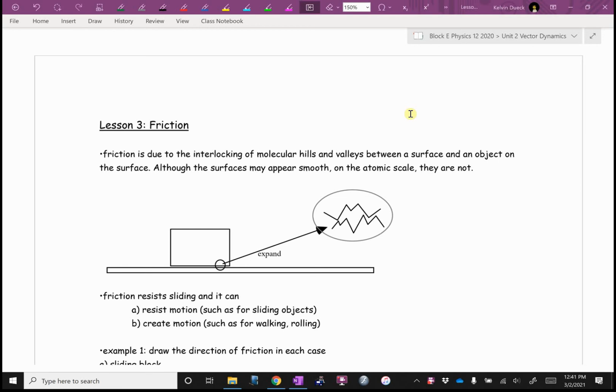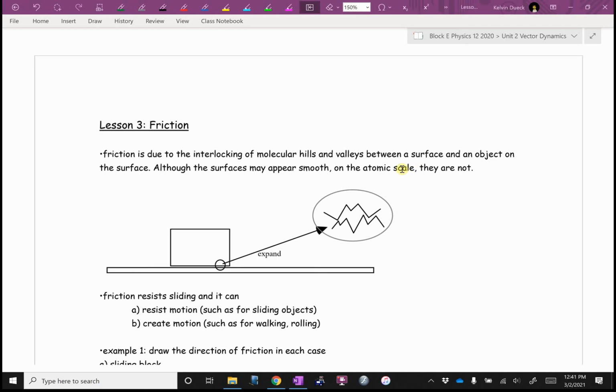might be wrong. One possible explanation for friction is that it's due to the interlocking of molecular hills and valleys between a surface and an object on that surface. Although surfaces might appear smooth on the atomic scale, they are not. You can try this experiment if you want right now.